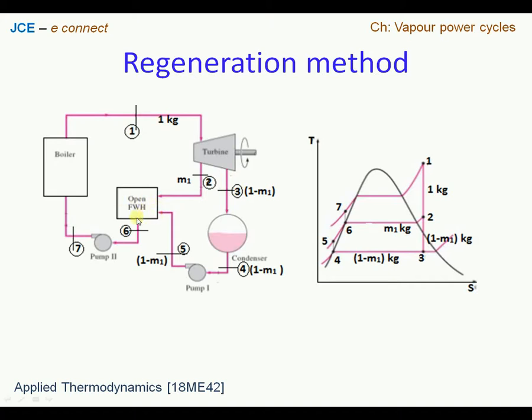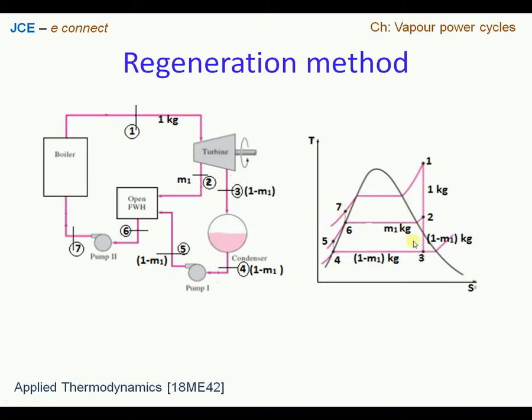Now once the feed water from section number 5 gets in direct contact with the steam from section 2, we are going to get 1 kg of working fluid at section number 6. That same quantity will be pumped using pump 2 to the boiler at the required pressure. So that is what we see from section 6 to section 7, state points 6 to 7.